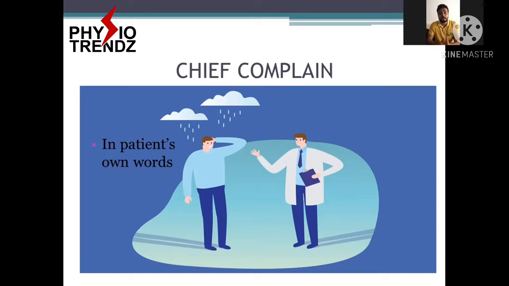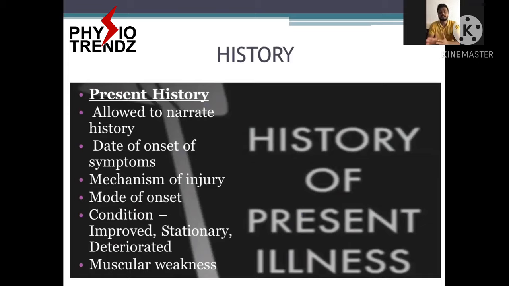Now, why does it have to be taken in the patient's own words? Because first thing is the patient doesn't know any medical terminologies. And second thing is, in their own words, we can understand in a better way what the mechanism of injury is for the patient and what the different factors are which are affecting their functional status because of that particular condition. After the chief complaint, we move forward to the history component.